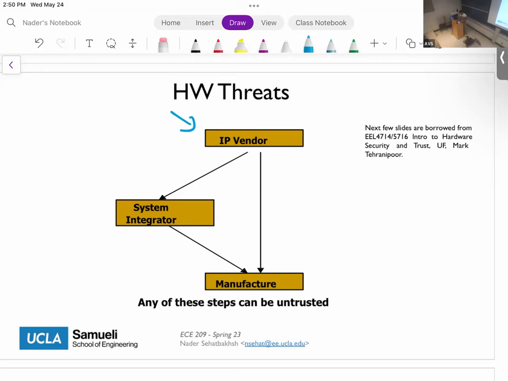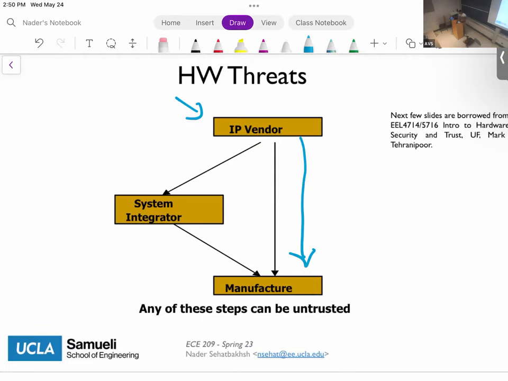Typically, this hardware IP vendor could either go directly to the manufacturer, which is the fabrication company, to build this hardware, or they usually go to the system integrator, and the system integrator goes to the manufacturer. The system integrator is the one that builds the entire system. For example, a cell phone like an iPhone is a combination of many different chips, and not all of these chips have been designed and implemented by Apple. Many of them are outsourced to other companies.